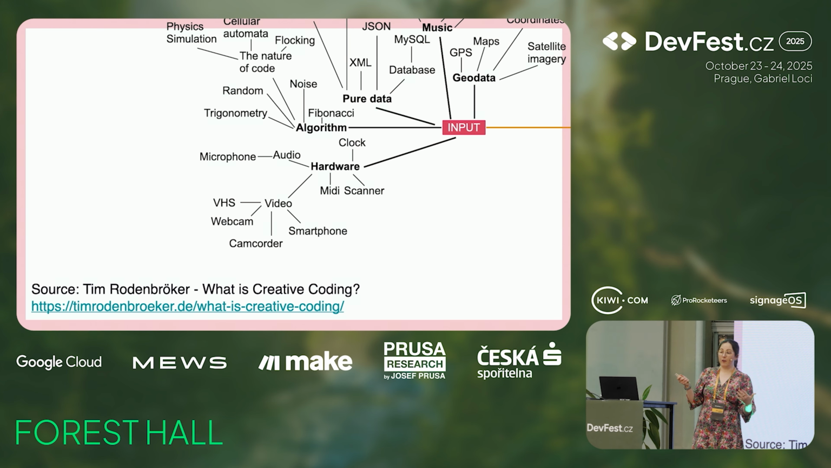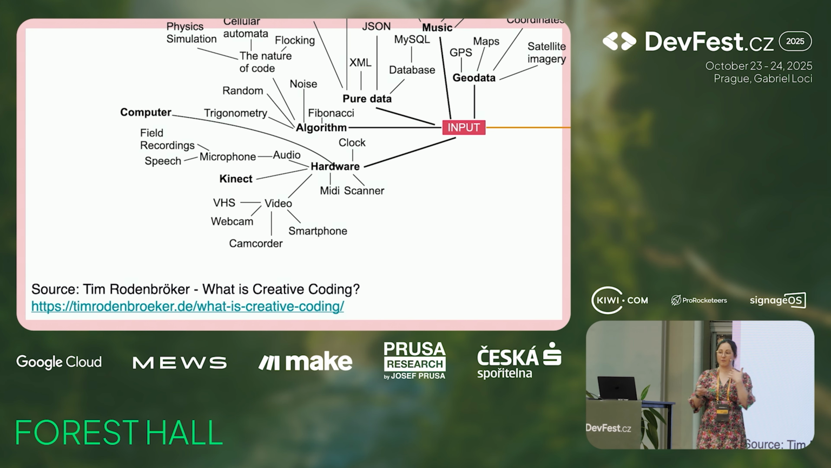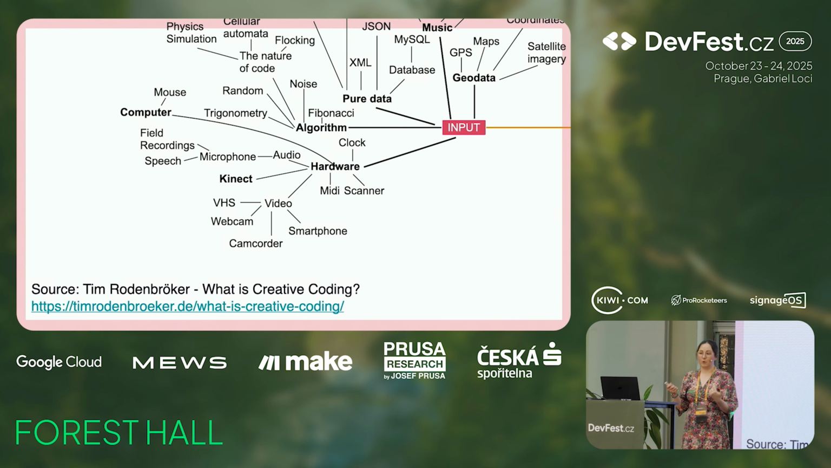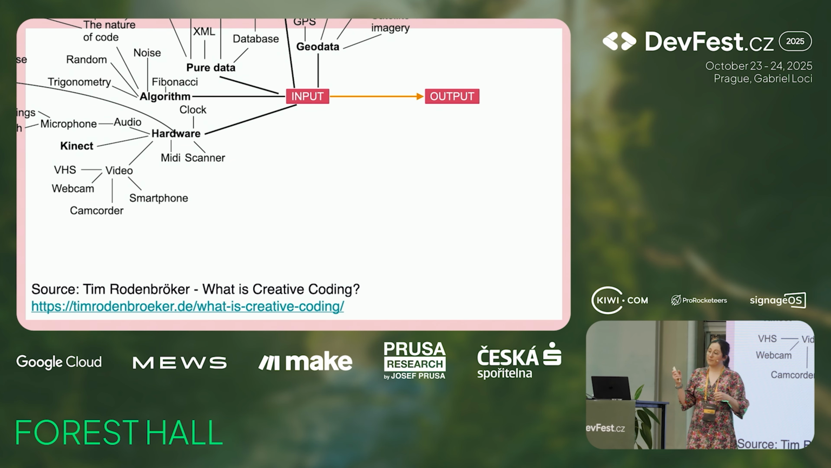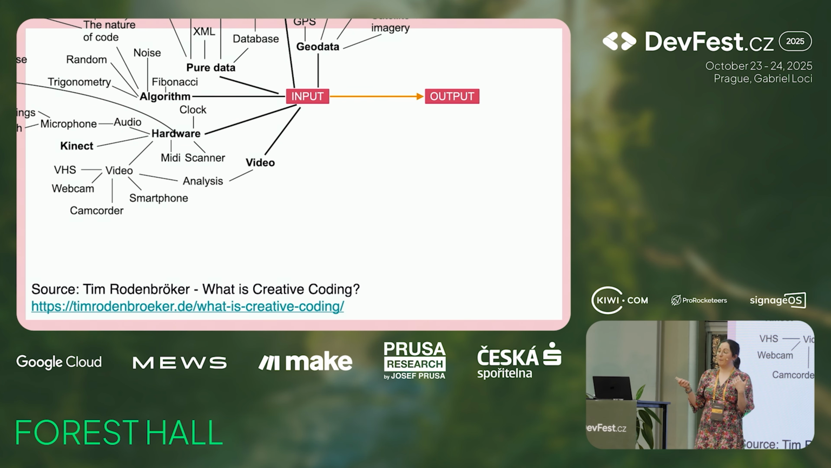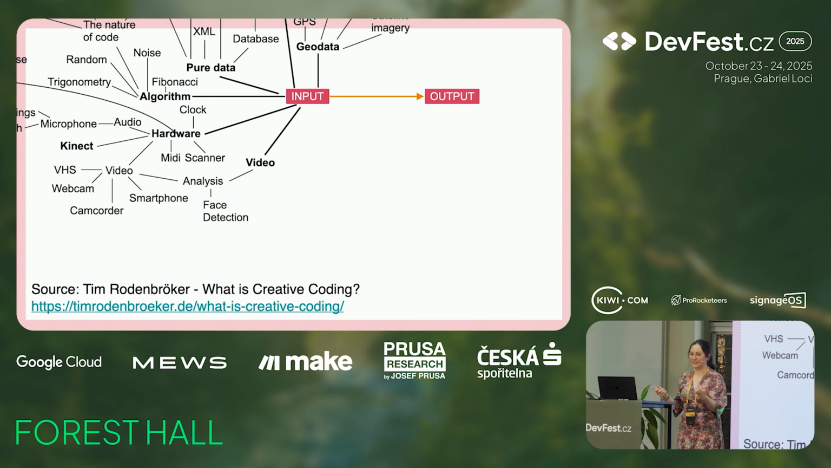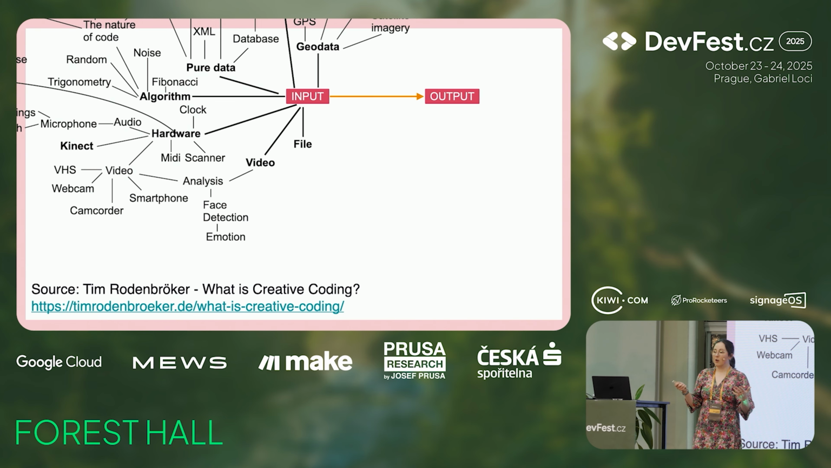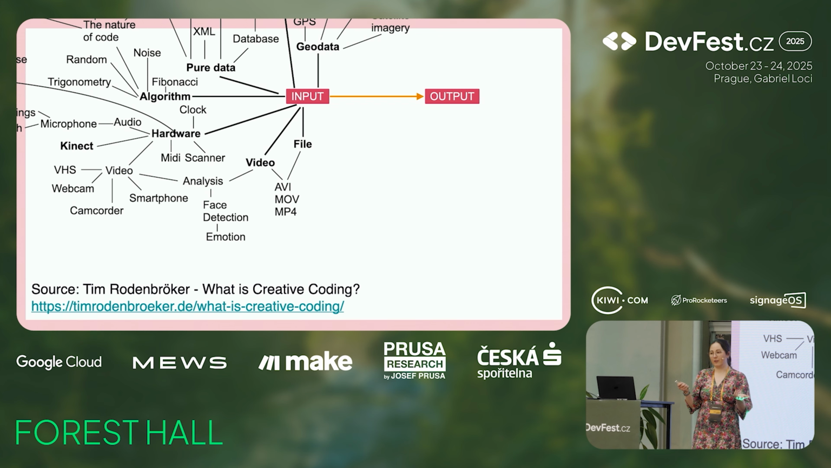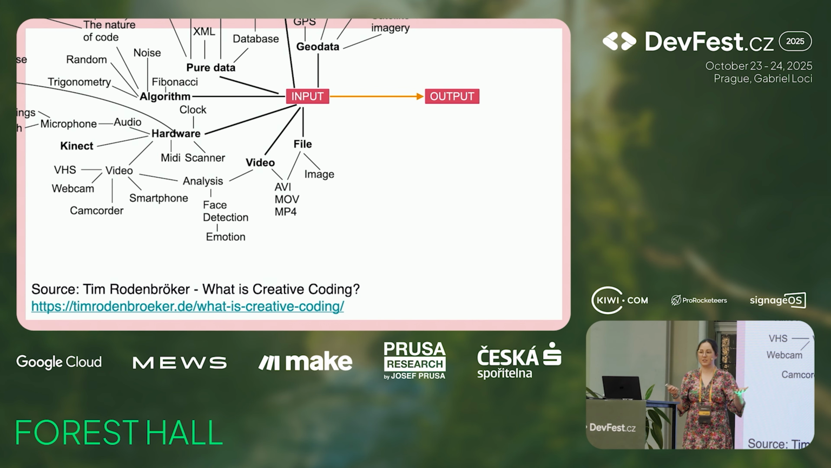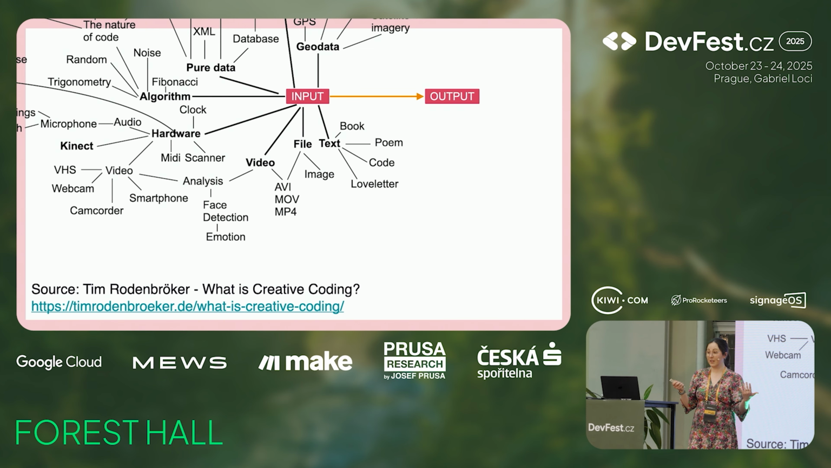It could be audio, coming from microphones, like field recording, speech. It could be some sort of Kinect hardware. The input could be coming from a computer, like mouse, keyboard, gamepad, or joystick input. Or the input could be video, with some analysis of video, face detection, or even emotion detection. Or it could be files like AVI, MOV, MP3, then images, text like a love letter, code, poem, or a book, for example. So this is already so many different things that could be taken as an input and then transformed into something else with code.